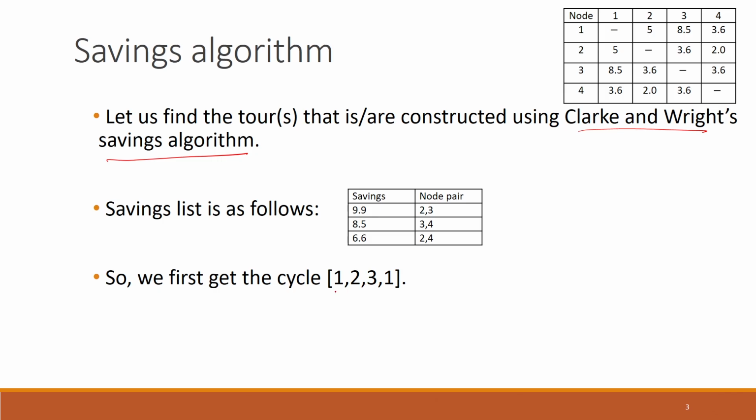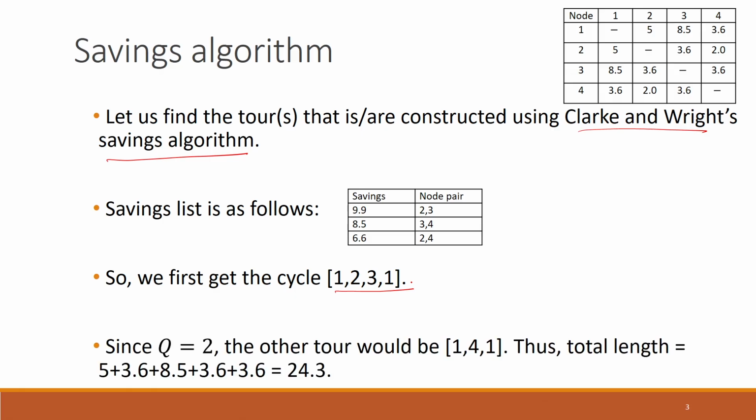So this is the first cycle that we get: we go from the depot node 1 to node 2, then to node 3, and then we come back to the depot node, that is node 1. Now since the capacity Q is equal to 2, it is not possible to add any further node in this cycle. So the other tour will start from the depot node, go to node 4, and then come back to the depot node.